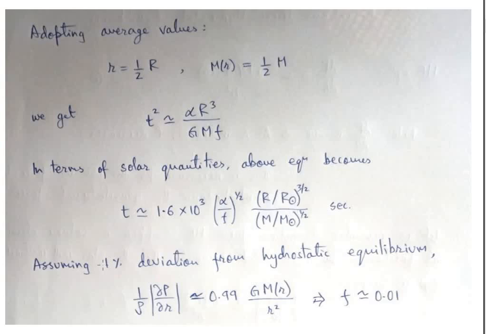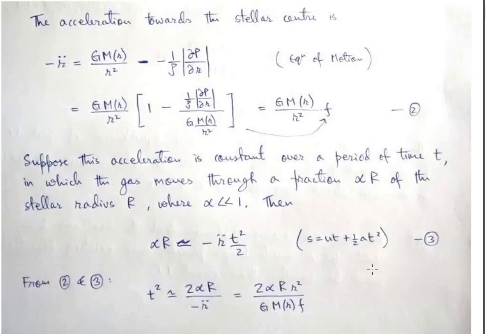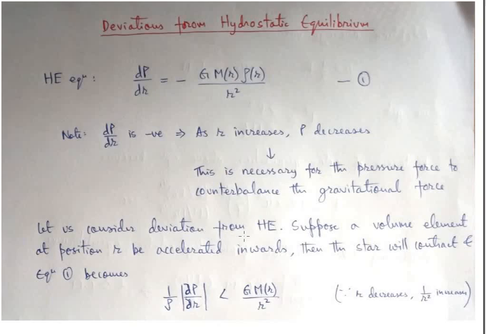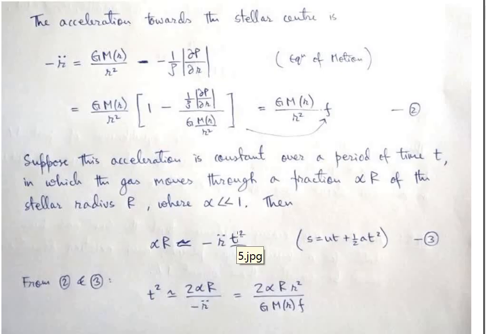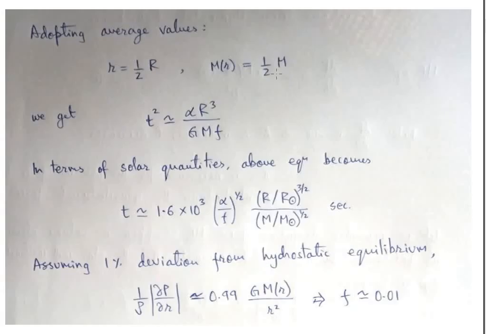Let us now assume a 1% deviation from hydrostatic equilibrium. So what are the things that we have assumed? Till now, we have assumed a small deviation, that's okay. But this is the first approximation that we did, average values. Next, we are now assuming a 1% deviation from hydrostatic equilibrium. So this means this value is approximately equal to 1%, meaning 0.99 multiplied by this, so that F is approximately equal to 0.01.